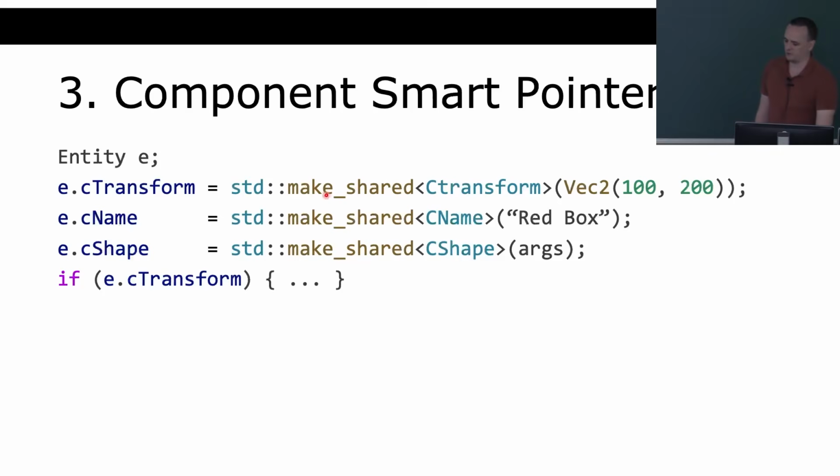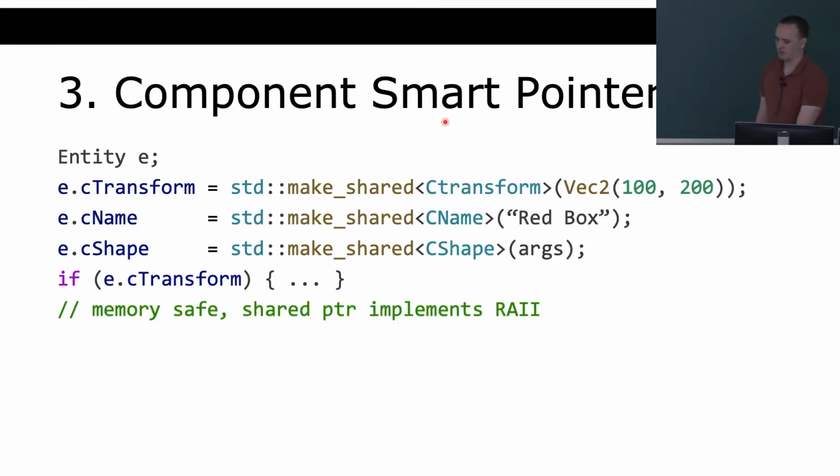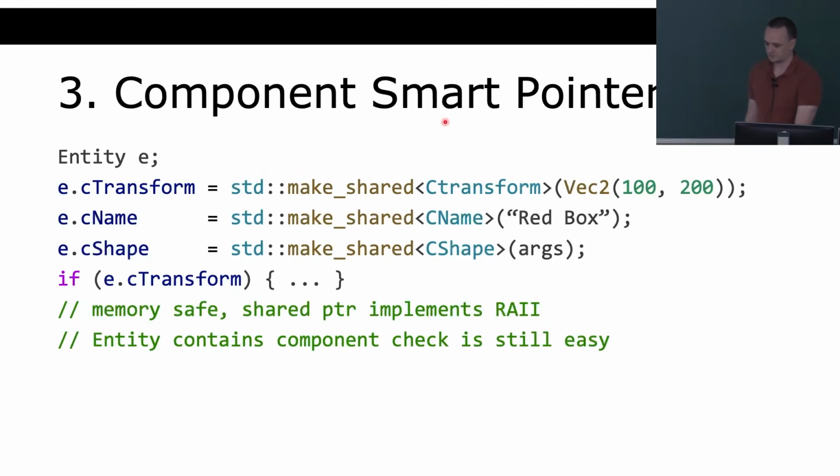However, now it's a bit more verbose, right? We have to use this standard make shared of all of our transforms and stuff, and that's kind of annoying. So it's memory safe. That's good. Shared pointer implements RAII, so that's at least a slight benefit. But the entity contains component check is still easy. Luckily, under the hood, whenever you call a smart pointer like this, it does the same thing as the raw pointer. It'll check to see if that has actually been allocated.